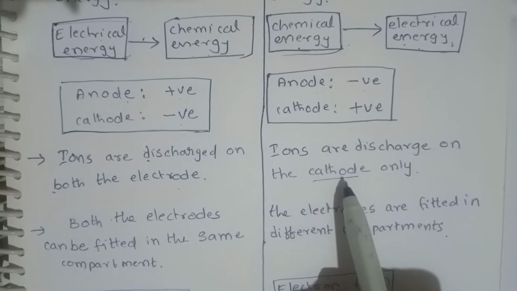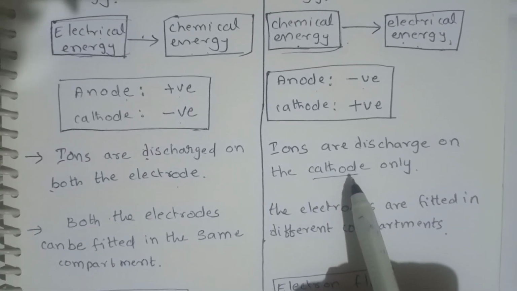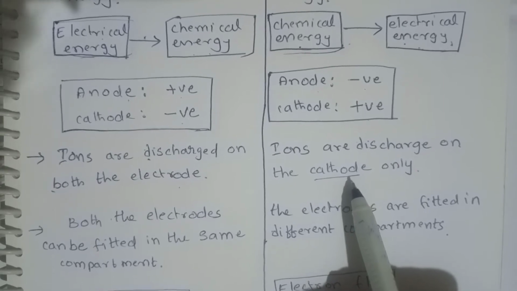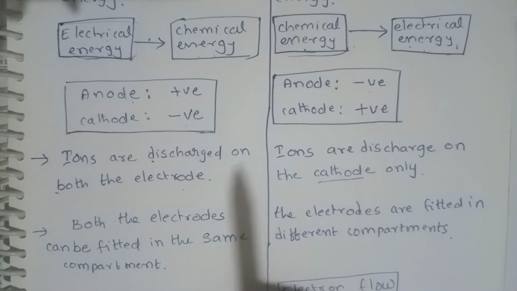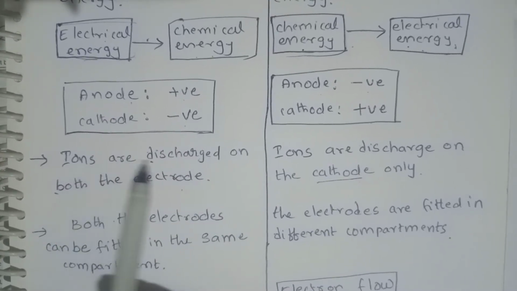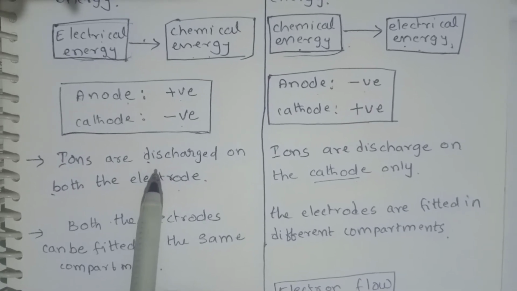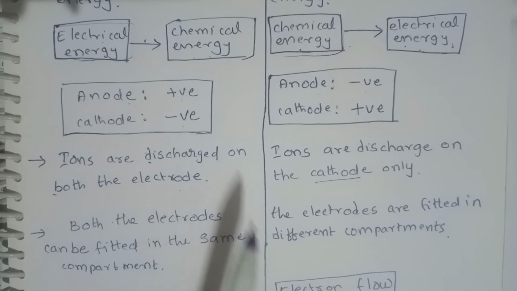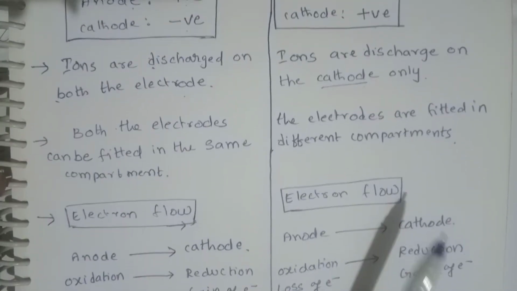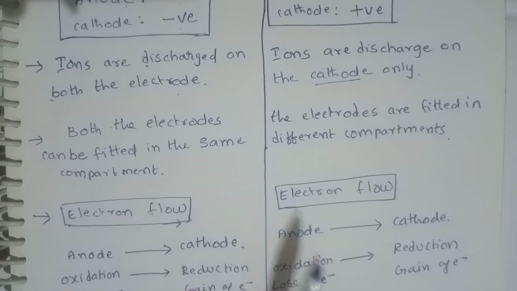Discharge means here the deposition of the metal or release of the gas takes place at the cathode only. Whereas in the case of an electrolytic cell, the deposition or evolution of a gas takes place at the anode as well as the cathode.